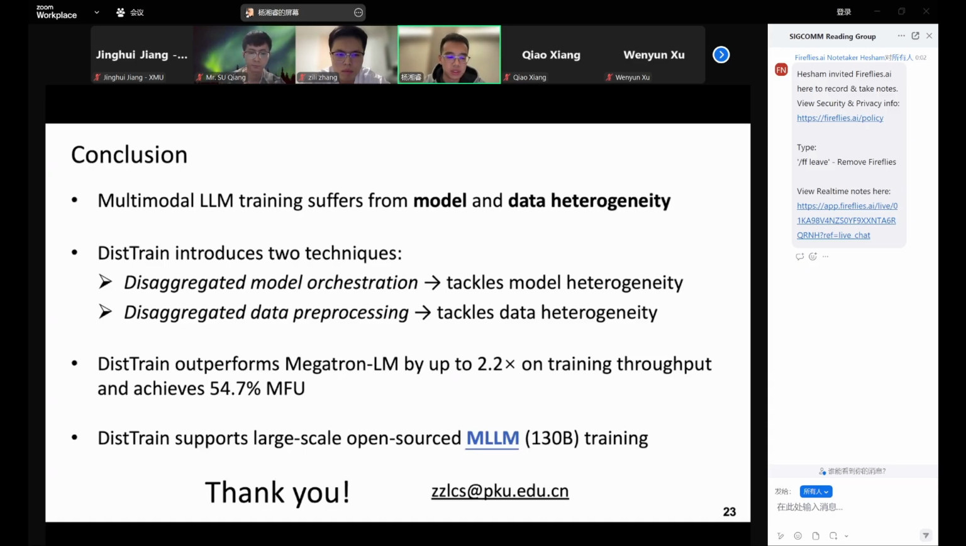Finally, to conclude, this work demonstrated that large-scale multimodal LLM training is fundamentally hindered by the dual challenges of model and data heterogeneity. To solve this, the paper introduces DistTrain, a novel training system built on two core techniques: disaggregated model orchestration and disaggregated data processing. On the performance side, DistTrain outperformed Megatron by 2 times and achieved an MFU of 55%.